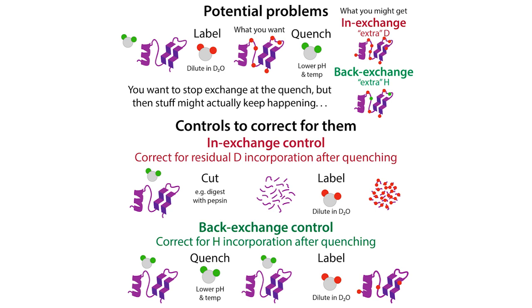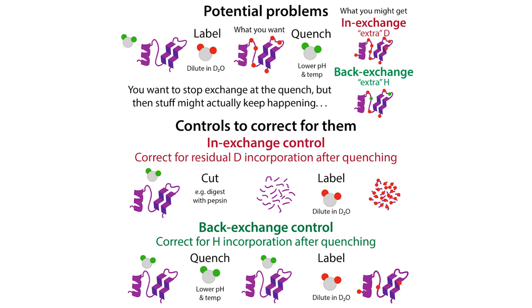And so for both of these, it's important to optimize your quench conditions. Even if you optimize them, you need to make sure to include controls. There are a couple of different types of controls you can do to account for this: an in-exchange control and a back exchange control. For your back exchange control, sometimes called 100% maximal, your Dmax, you can chop up the protein. So you use pepsin to digest it, say, and then you label it. You're labeling it after you digest. This is going to tell you the maximum amount of uptake that can happen at these different peptides.